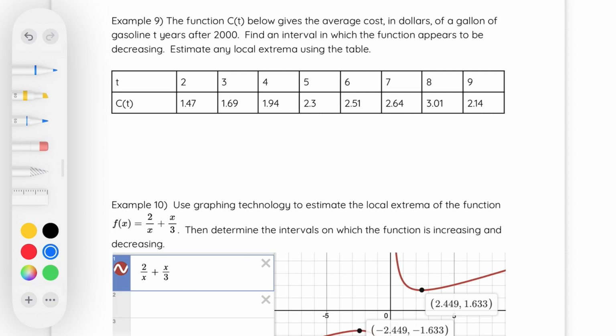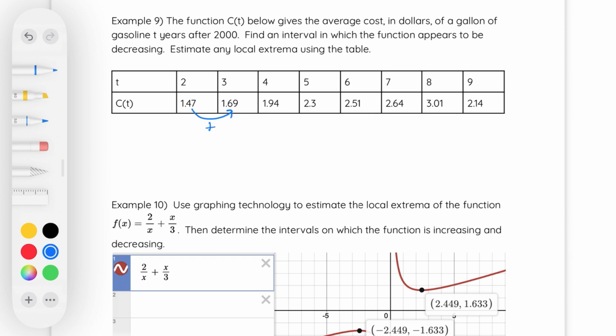The function below gives the cost in dollars of a gallon of gasoline t years after 2000. Find the interval in which the function appears to be decreasing. For the sake of the problem, we're also going to talk about increasing, just so that we can get practice doing both, and then estimate any local extrema using the tables.